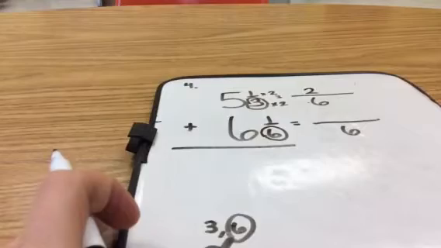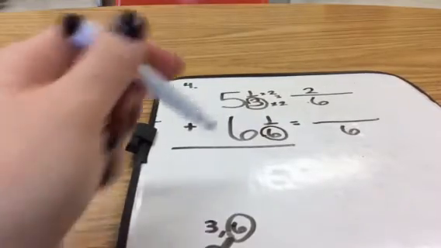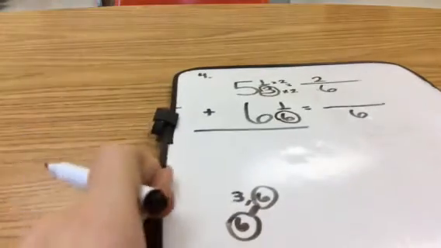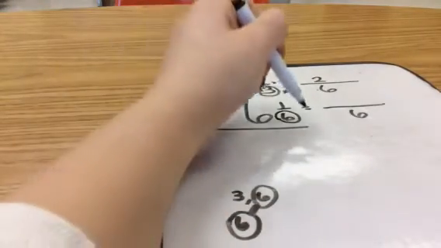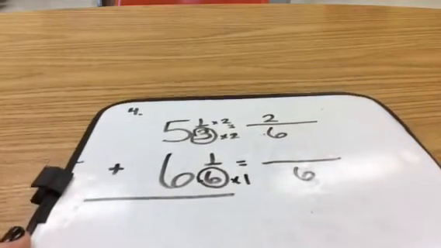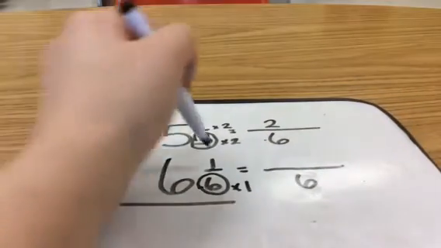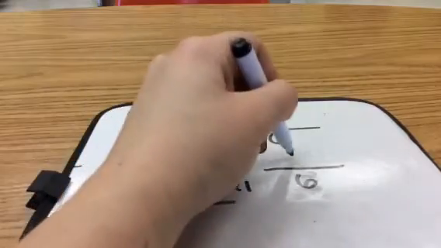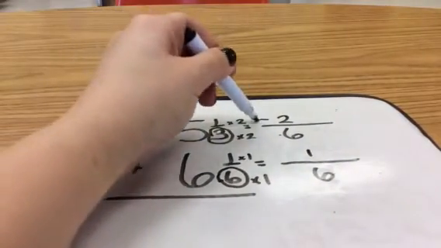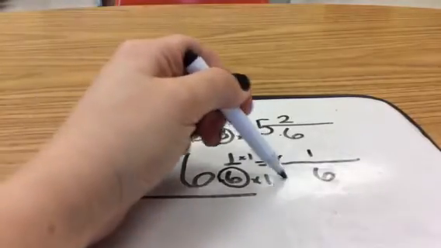I do the same exact thing for my bottom fraction. So 6 just multiplied 1 time to give me 6. So whatever I do to my denominator, I must also do to my numerator. So 1 times 1 is 1. And then just so I don't forget, I just bring my whole numbers over. That way I can remember to add them when the time comes.